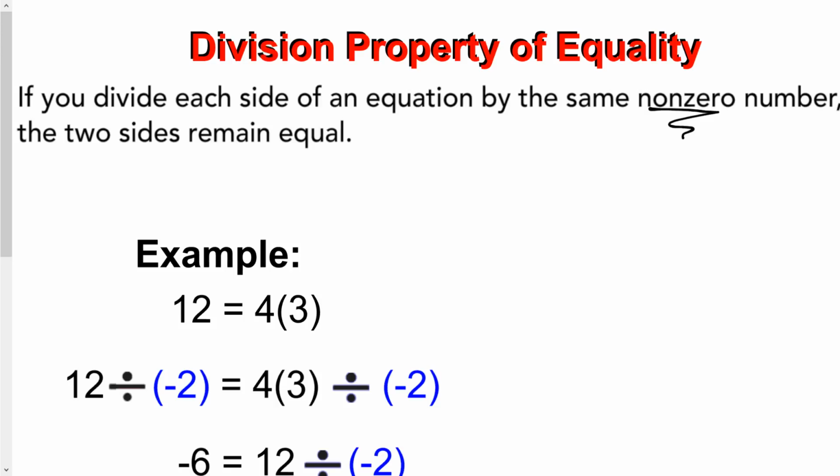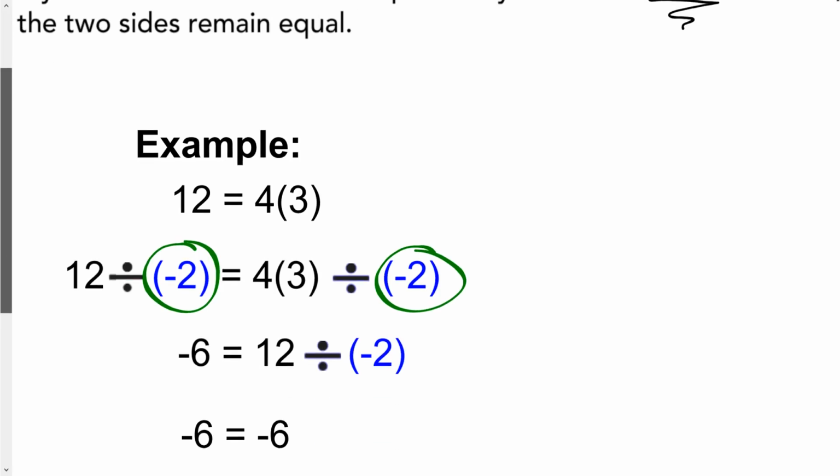So let's take a look at the example I've got here, the rules coming up. So 12 equals 4 times 3. I'm pretty sure most of us would agree with that. But what happens if I divide both sides by negative 2? Let's see if that works. It's going to leave me with 12 divided by negative 2. Positive divided by negative is negative, and 12 divided by 2 is 6.